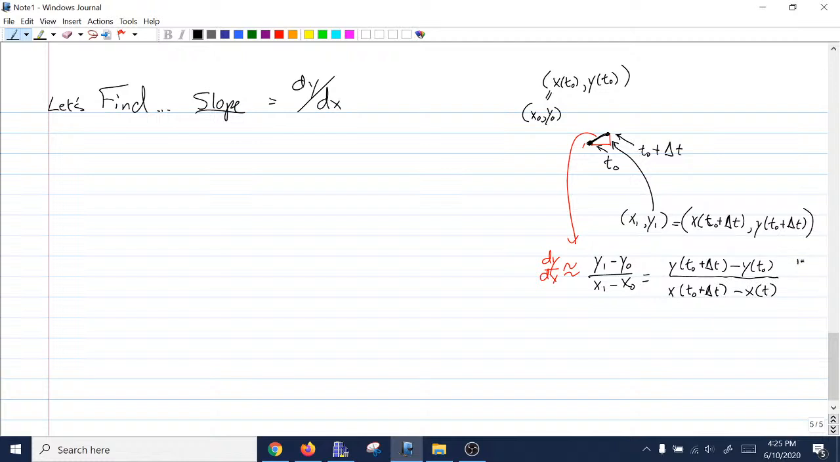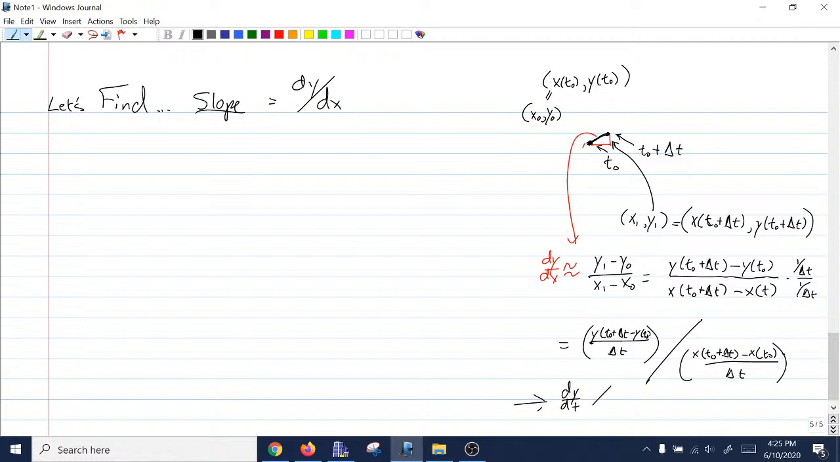If I multiply the top and bottom of this by 1 over delta t, I get a big fraction, the top of which is y of t naught plus delta t minus y of t naught over delta t. My bottom is x of t naught plus delta t minus x of t naught over delta t. And both of these go to a derivative. If delta t gets small, which is the thing I think should give me the slope, I get the derivative of y with respect to t over the derivative of x with respect to t, each of those evaluated at t equals t naught.